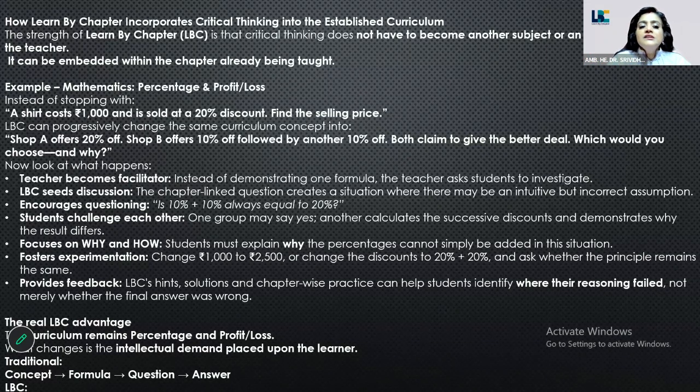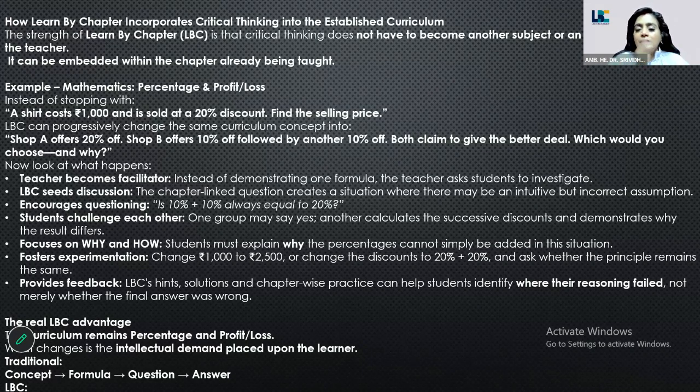Now what happens? The teacher becomes a facilitator. Instead of demonstrating one formula, the teacher asks the student to investigate, and Learn by Chapter seeks a discussion, saying that the chapter linked to the question creates a question where there may be an intuitive but incorrect assumption. The question is, does 10% plus 10% equal 20%, and students challenge each other.